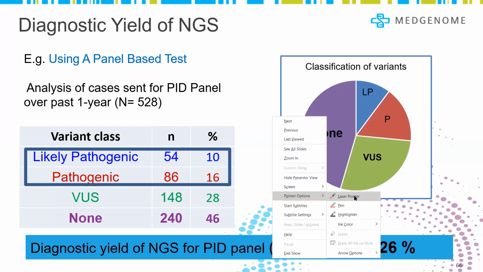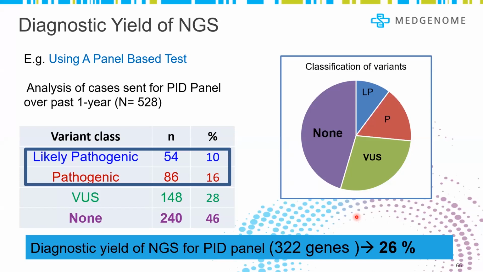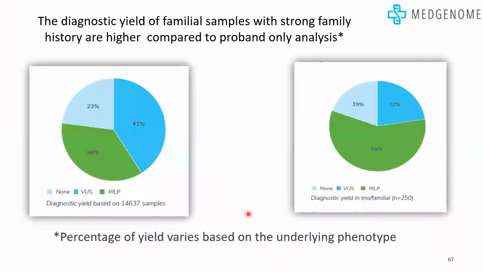It could be anything between 25 to 30%. Along with that, you can see that the VOUS is also an equal amount, and the negative cases are also almost like 50%. So the diagnostic yield depends on the underlying phenotype. More so, it also depends on whether you are testing just the proband versus diagnosing along with some familial samples or even just a trio.